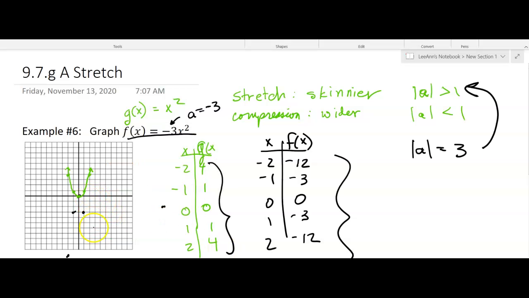It's like way down there. So it's a real skinny parabola, like that. It is upside down. That's what we get. Okay, so we'll put it all together in the next video.